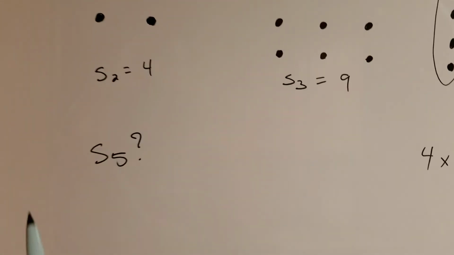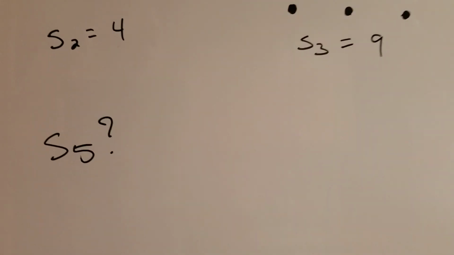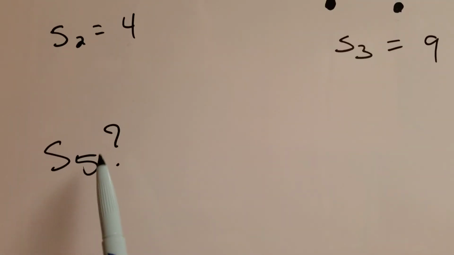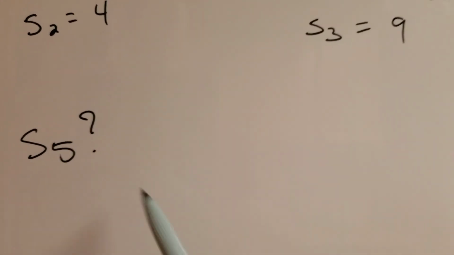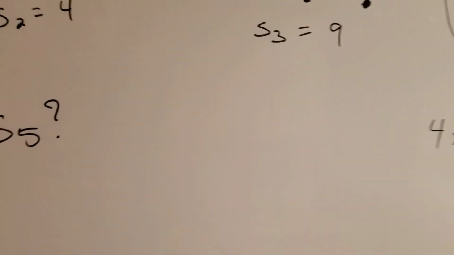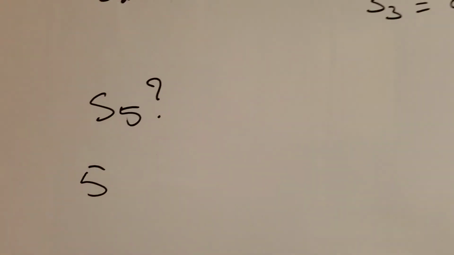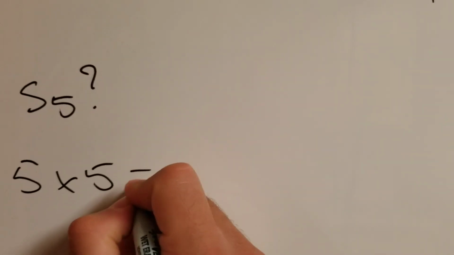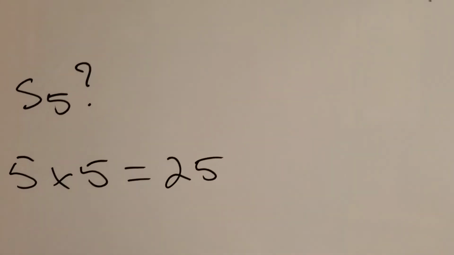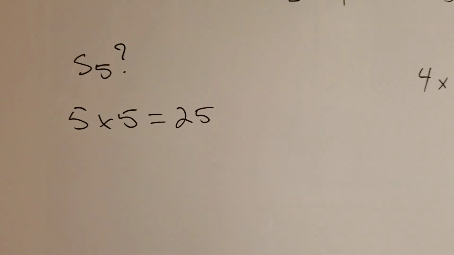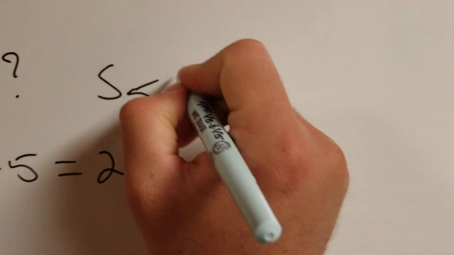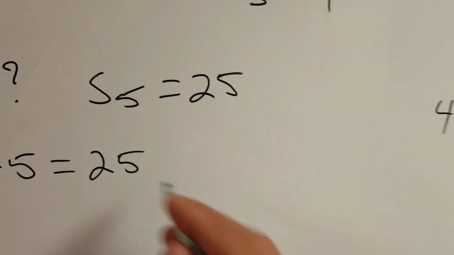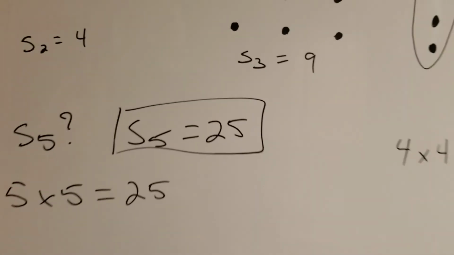So when we say, what is S5 going to equal? That's really what we're asking here. What does S5 equal? Rather than drawing out a bunch of dots, we're going to say it's going to be 5 rows times 5 columns, and that's going to equal 25 total dots. So S5 should equal 25. And we can do that without drawing out the diagram.